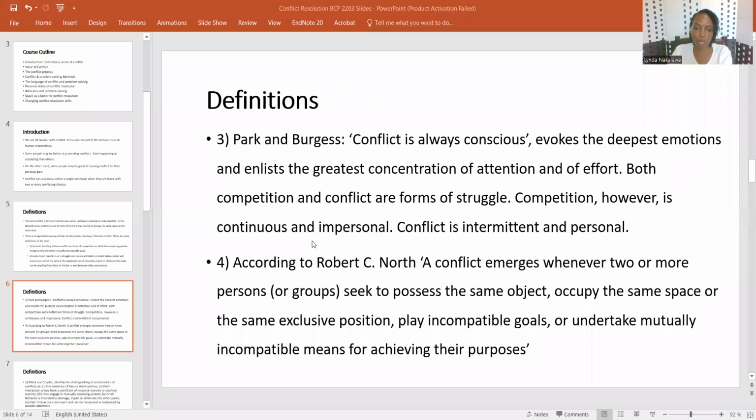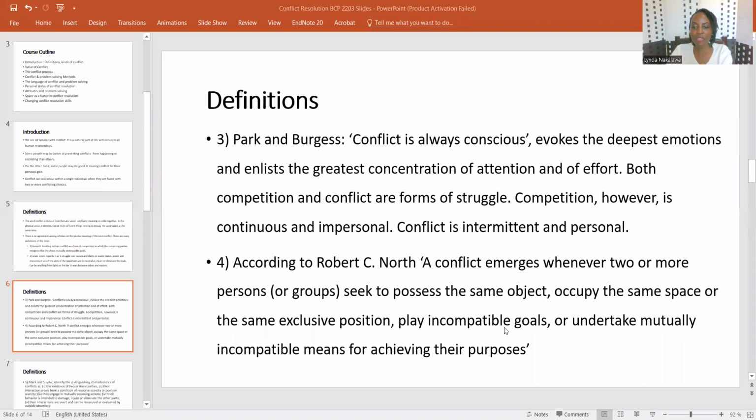They are seeking to occupy the same space, or so space might be big, okay? Like maybe a country or a large space, or they might be seeking to occupy a certain position. All right, so that's how conflict comes about.